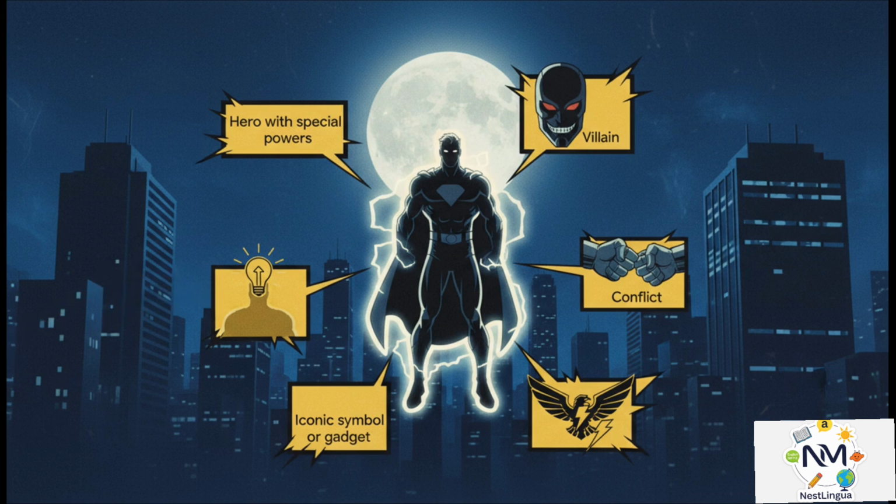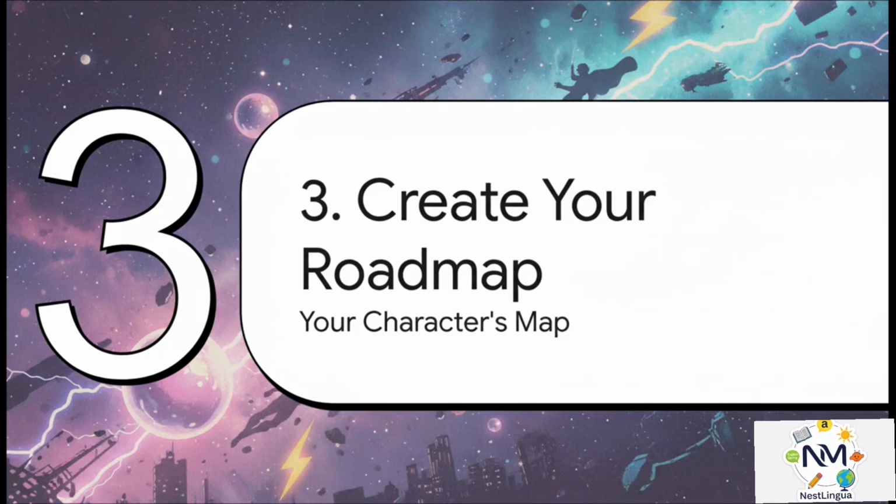Your hero also needs a mission or a theme, a reason to fight. And of course, you often see an iconic symbol or gadget, like a special shield or a logo. And here's the big one. By the end, the hero has to transform or learn something important. These are basically the building blocks for your story. And now for my favorite part, section 3, create your superhero roadmap.